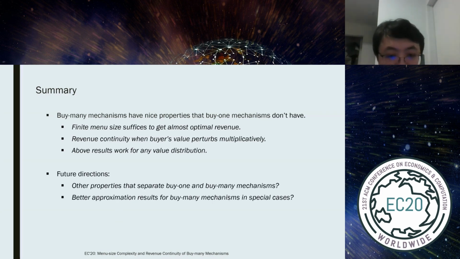And here are some other directions on understanding buy-one and buy-many mechanisms. For example, can we find some other properties that separate buy-one and buy-many mechanisms? And can we get better approximation results for buy-many mechanisms in special cases? For example, settling the revenue approximation for an additive buyer with independent item values.